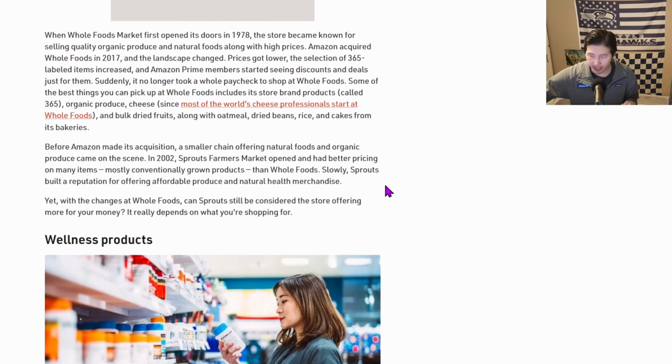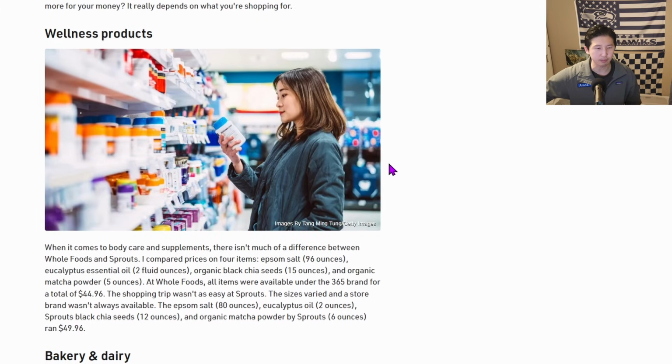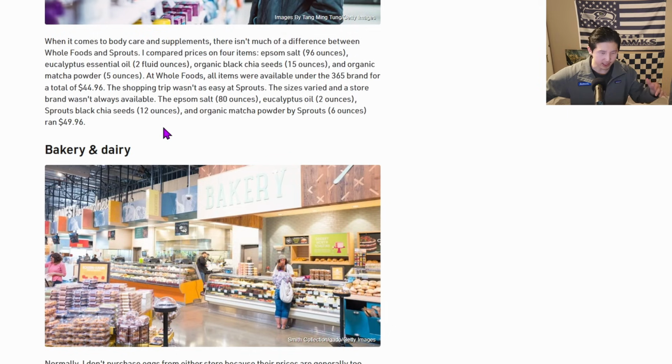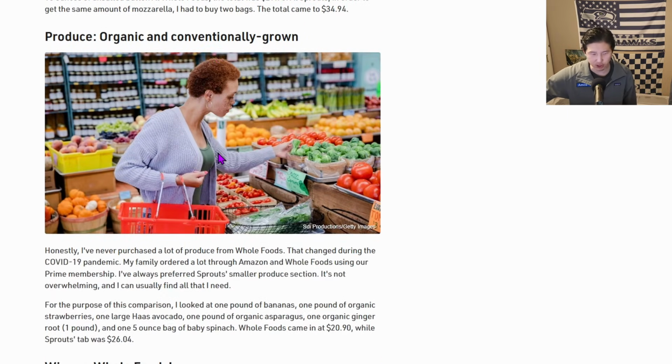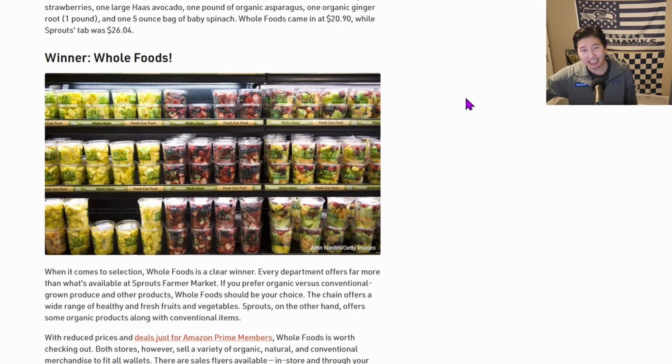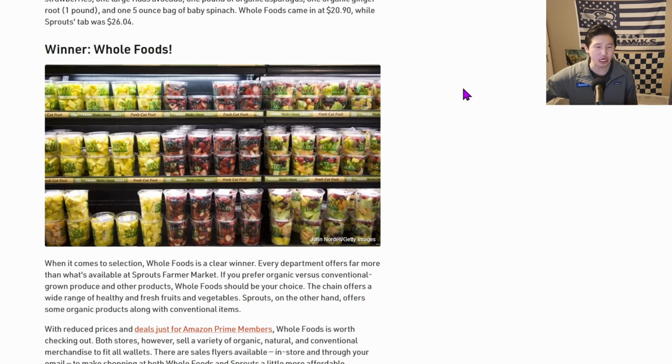They basically compare Whole Foods and Sprouts based on the prices for the different and various aisles, right? The wellness products, bakery and dairy, organic and conventionally grown produce like vegetables and fruit. And in the end, their conclusion and verdict, the winner is Whole Foods. It's just better all around.